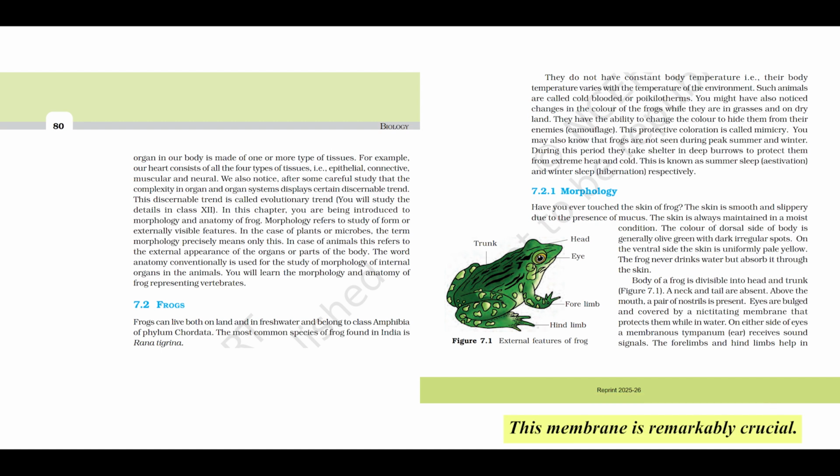This membrane is remarkably crucial. It acts like built-in swimming goggles or a clear eyelid. It protects their eyes while they are submerged in water, allowing them to see clearly underwater without damage, and also helps keep the eyes moist on land.